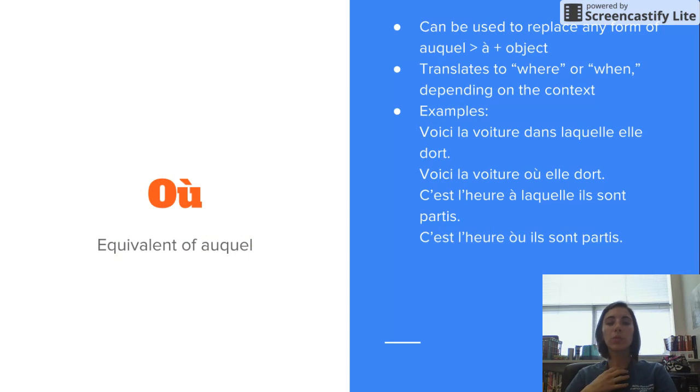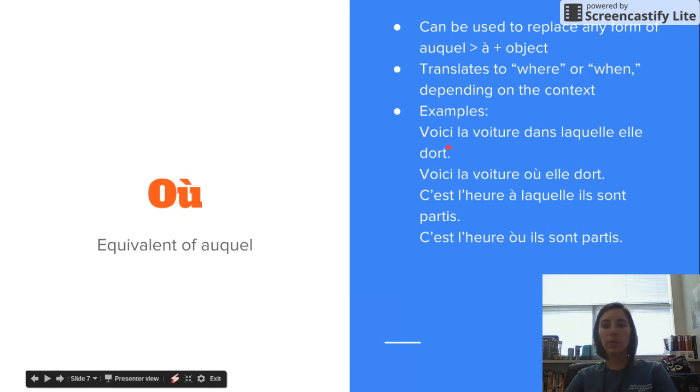Now, our last one is où, and it's basically the equivalent of auquel when it's talking about when or where. Here's an example. Voici la voiture dans laquelle elle dort. Okay, it can be replaced. It's replacing laquelle, dans laquelle, so a preposition plus laquelle. Voici la voiture où elle dort, where she is sleeping.